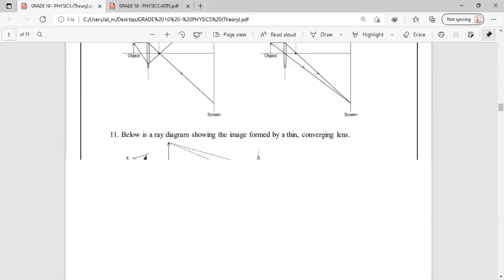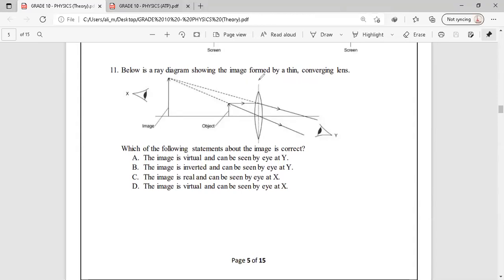Let's move to our next question, that is question number 11. We have a diagram of a simple microscope or a simple magnifying glass in which the object is placed in front of the focus, and we have formed a virtual image that can be seen at point Y. So the image is real, inverted is incorrect, this real is incorrect. The correct answer is that this image is a virtual image, and this image can be seen at point Y. So the correct answer is option A.